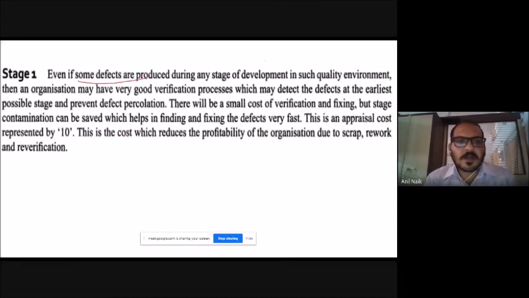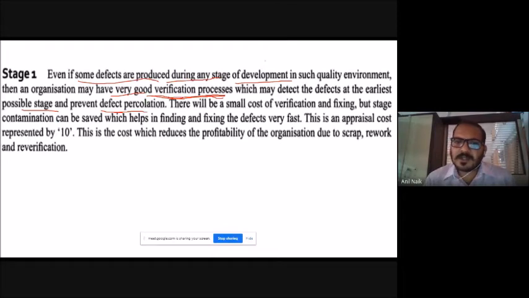Even if some defects are produced during any stage of the development in such a quality environment, an organization may have very good verification processes, which may detect the defects at the earliest possible stage and prevent defect propagation. Some defects do not arise in the early stages, so they may arise in the later stages. For that, the organization may have a good verification process.